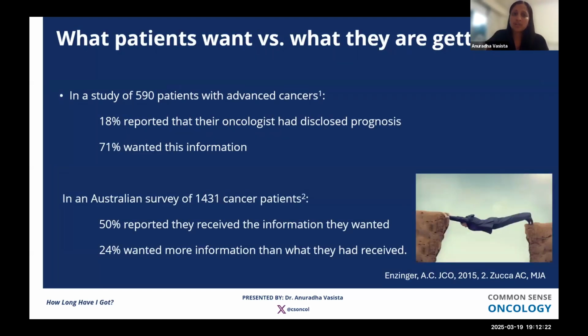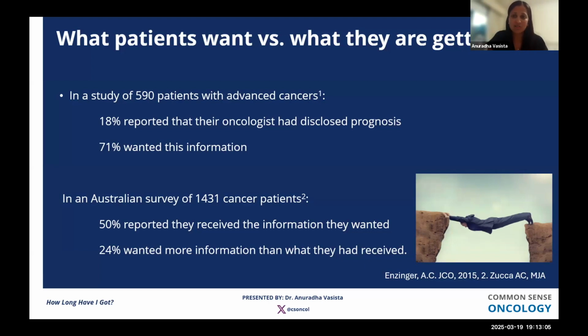So what do patients want versus what are they getting? Another study of over 500 patients with advanced cancer, albeit quite a while ago now, found that only 18% reported that their oncologist had disclosed prognosis, and over 70% actually wanted more information about this. And in a local study of over 1,400 patients in an Australian survey, half reported that they received the information that they wanted. So it's slightly better than the 18%, but still 24% wanted more information than what they had received. So there is a bit of a gap there.